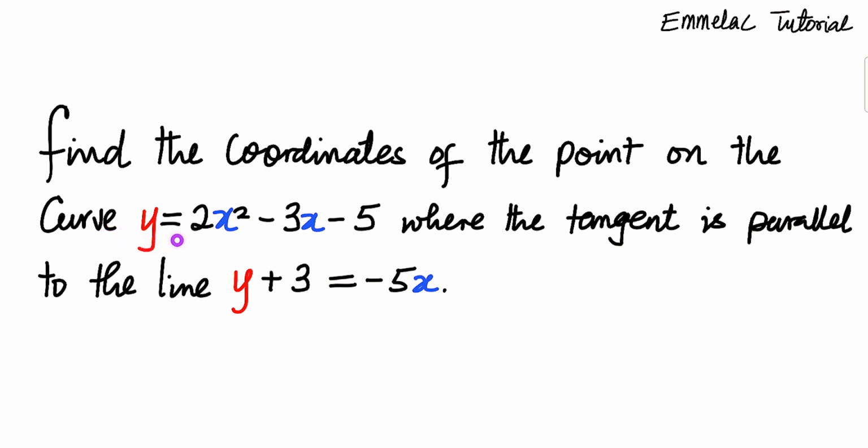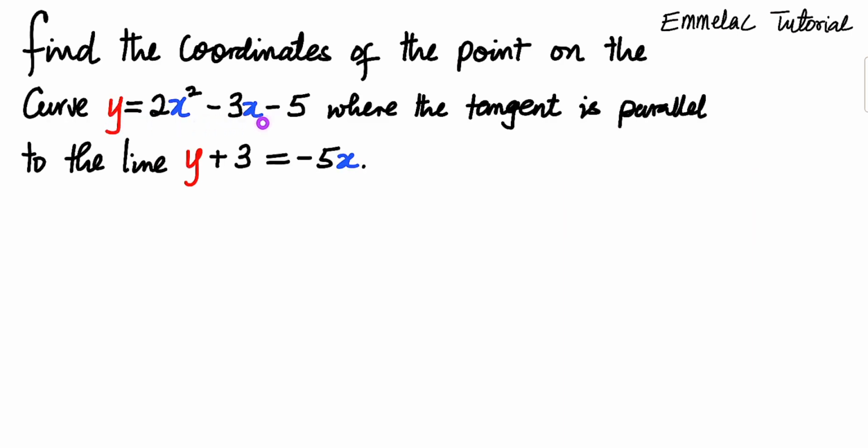of y equals 2x raised to 2 minus 2x minus 5, where the tangent is parallel to the line y plus 3 equals negative 5x. Okay, so make sure you watch this video to the end so that you know what the answer is. Okay, so let's get started. The first thing we need to do is to find the derivative of this curve.